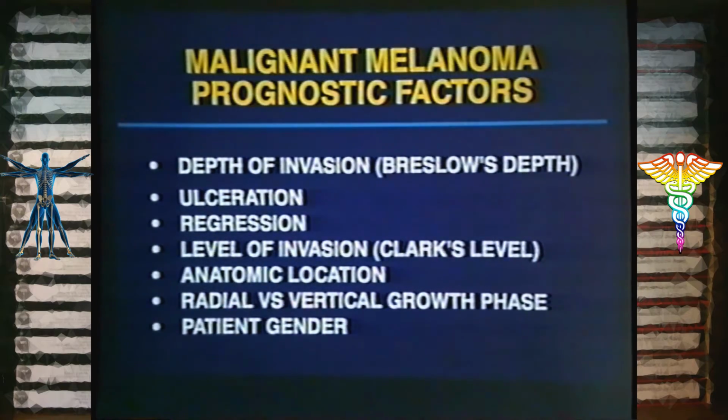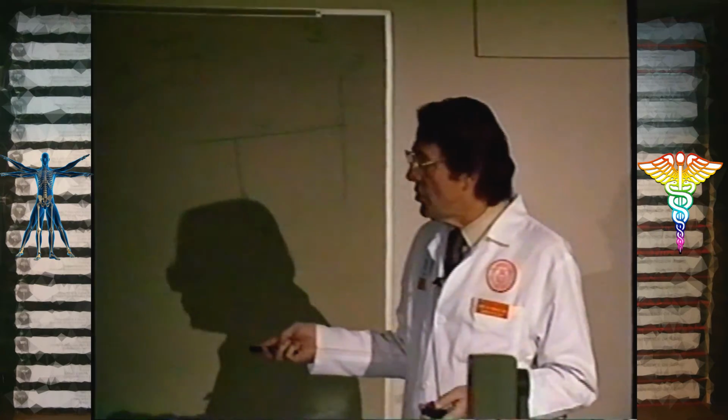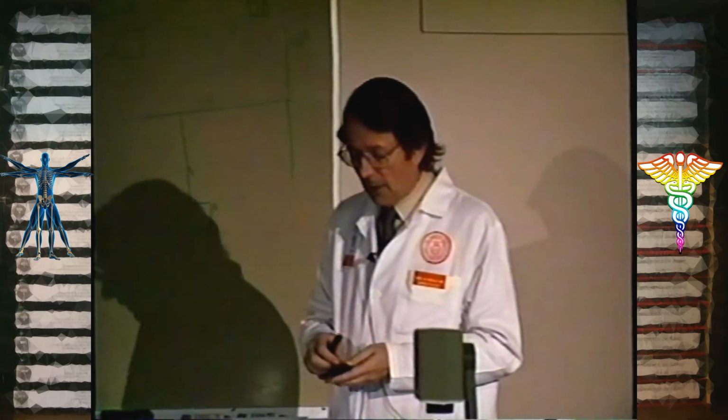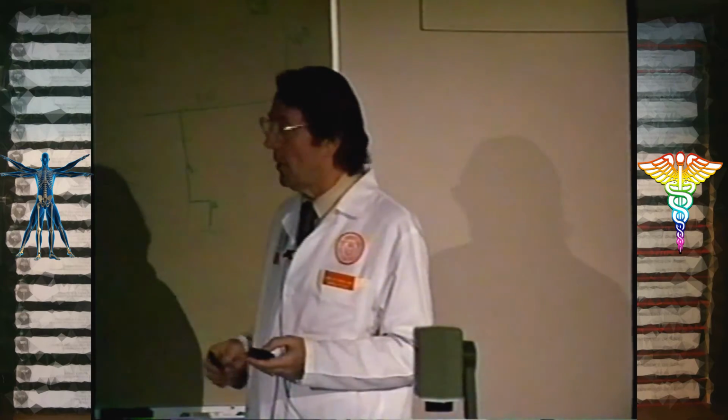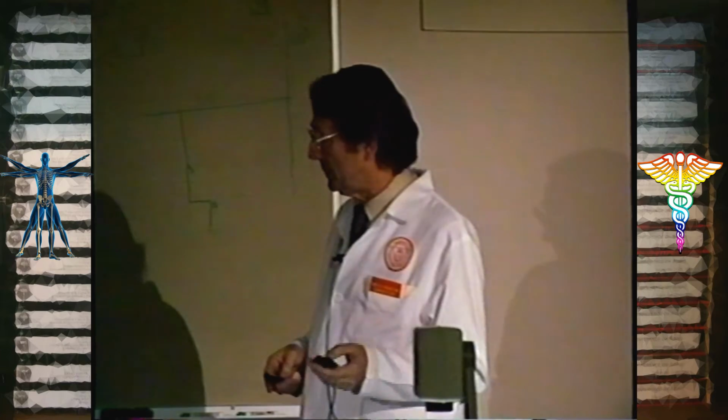This thing about radial versus vertical growth phase. If the melanoma is growing on the surface and spreading out, that's what we mean by radial growth phase. And that's still curable. When the melanoma has gone deep into the skin, it's vertical growth phase, that's when melanoma becomes very difficult to treat. Patient gender, females have a better prognosis than males do. I showed you a slide where the elderly male has the highest risk of dying from the melanoma.